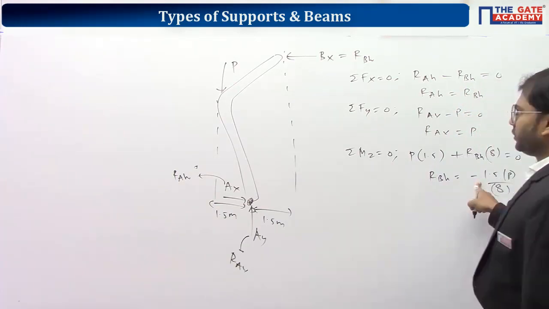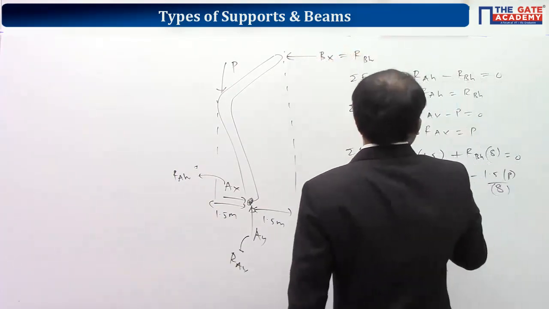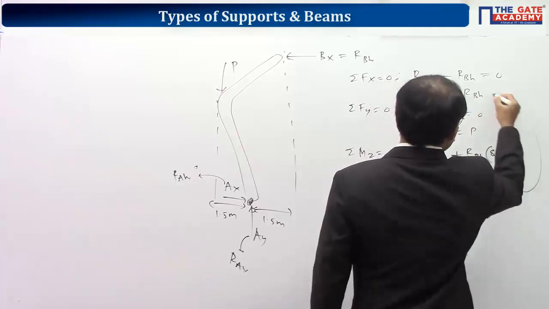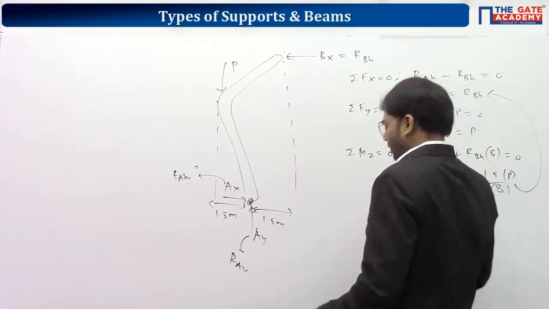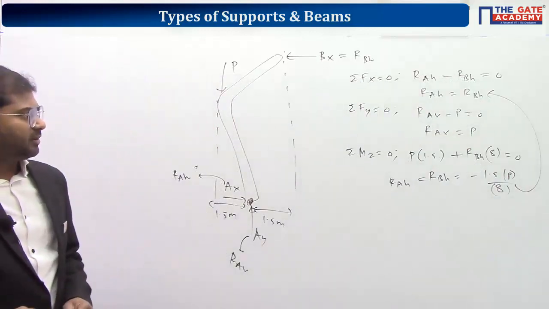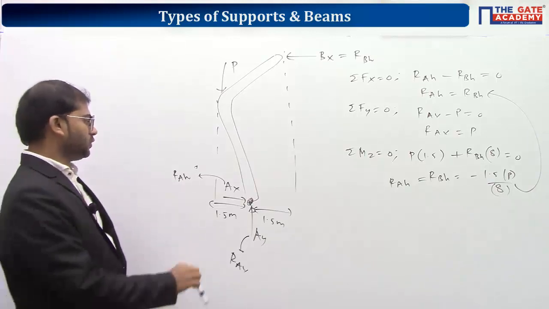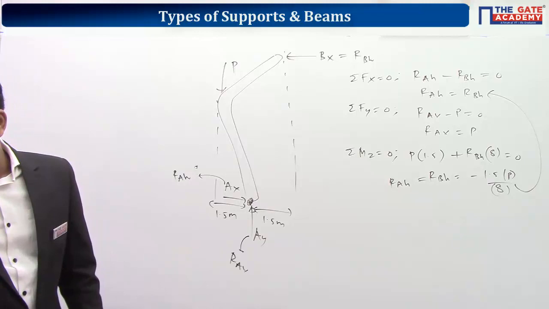So it's coming out to be negative, which means whatever direction we took is wrong. You should be taking it in the opposite sense here. And substituting here, we can get that RAH is also equal to 1.5 into P by 8. RAH value is equal to RBH, so RAH should also be taken in the opposite sense. Clear? Like this, the answer for this question is D.